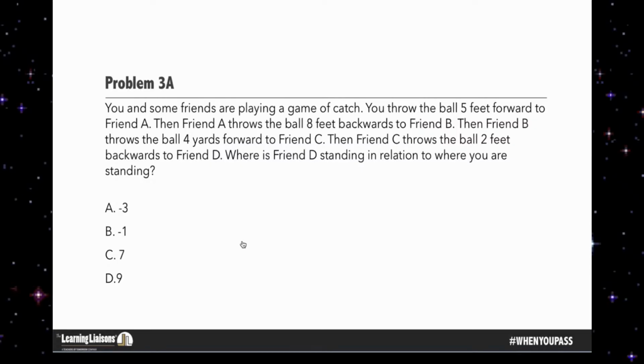You and some friends are playing a game of catch. You throw the ball 5 feet forward to friend A. Then friend A throws the ball 8 feet backwards to friend B. Then friend B throws the ball 4 yards forward to friend C. And then friend C throws the ball 2 feet backward to friend D. Where is friend D standing in relation to where you are standing?